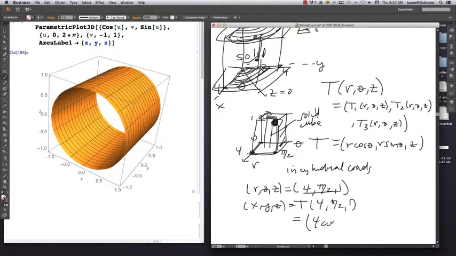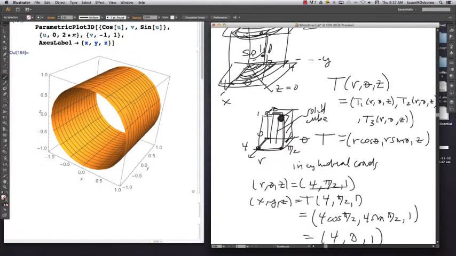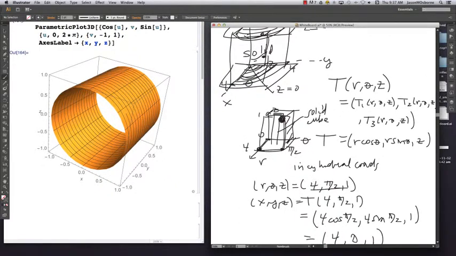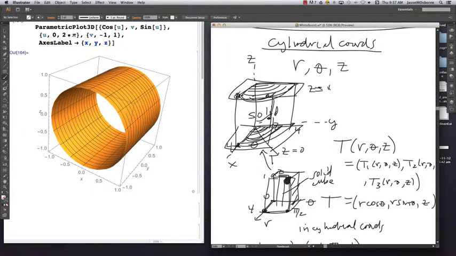So you'll get 4 cosine pi over 2, 4 sine pi over 2, 1. Which means that you're at the point 4, 0, 1. So this point right here transforms to the point 4 for r, 0 for theta, 1 for z. So that would be this point in xyz space on this cylindrical solid.